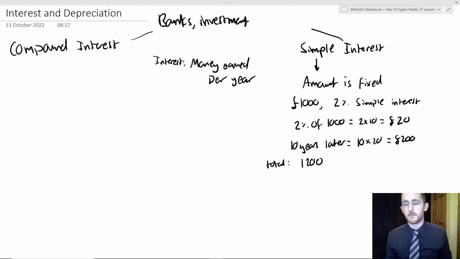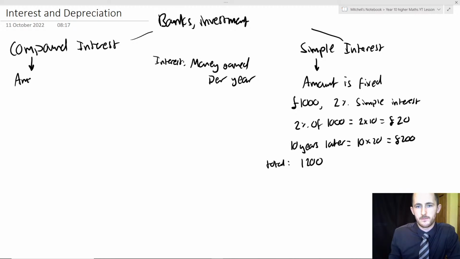It's called simple because it doesn't change. Once you know how much you get per year, that amount is fixed. Compound interest is a bit more interesting. That was an accidental pun, I promise. The amount you get changes every single year. To explain this, first off, the amount changes.